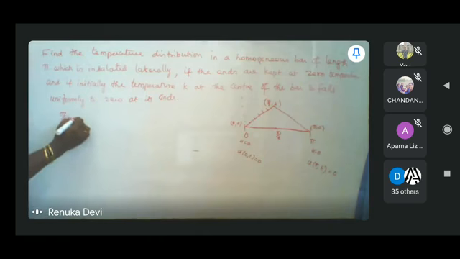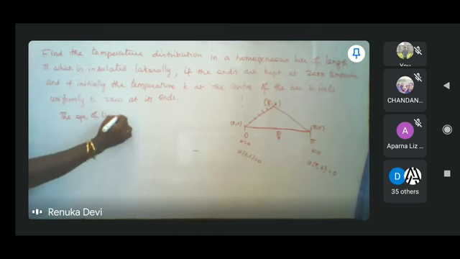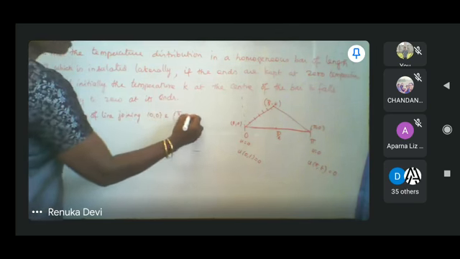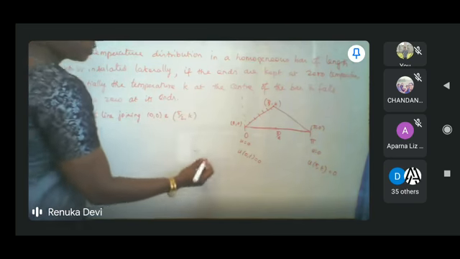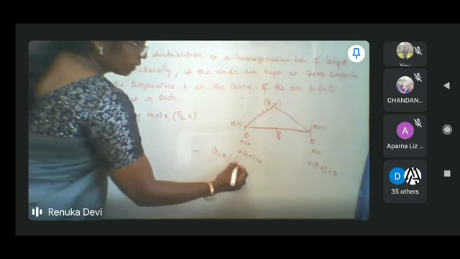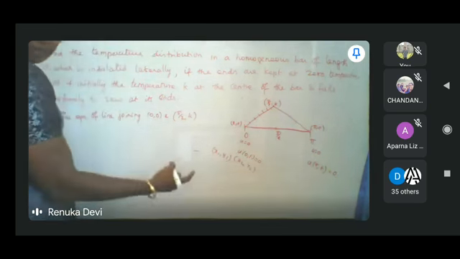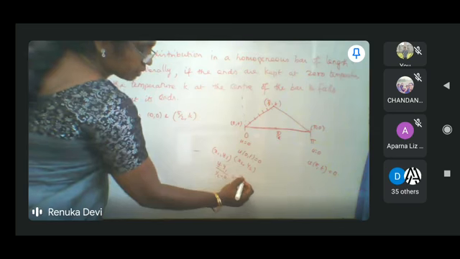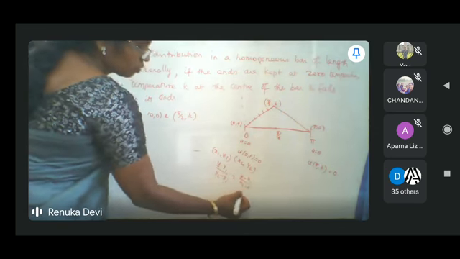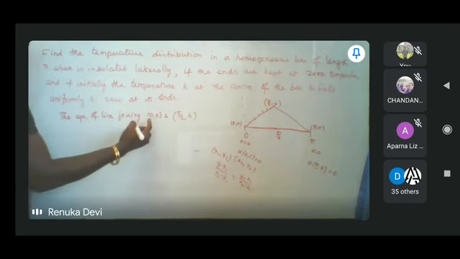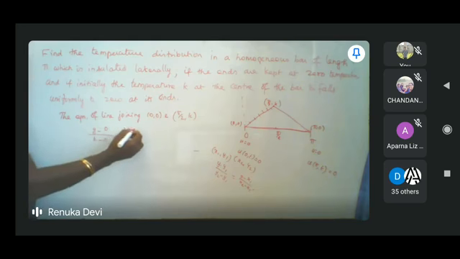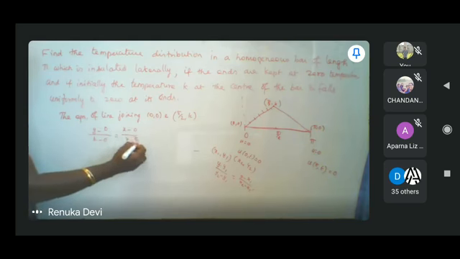So the equation of the line joining 0 comma 0 and pi by 2 comma k. So this is x1, y1 and x2, y2. The equation of the line joining x1, y1 and x2, y2, as you may have studied in lower classes, is y minus y1 by y2 minus y1 equal to x minus x1 by x2 minus x1. So using this, y minus 0 divided by k minus 0 equal to x minus 0 by pi by 2 minus 0.